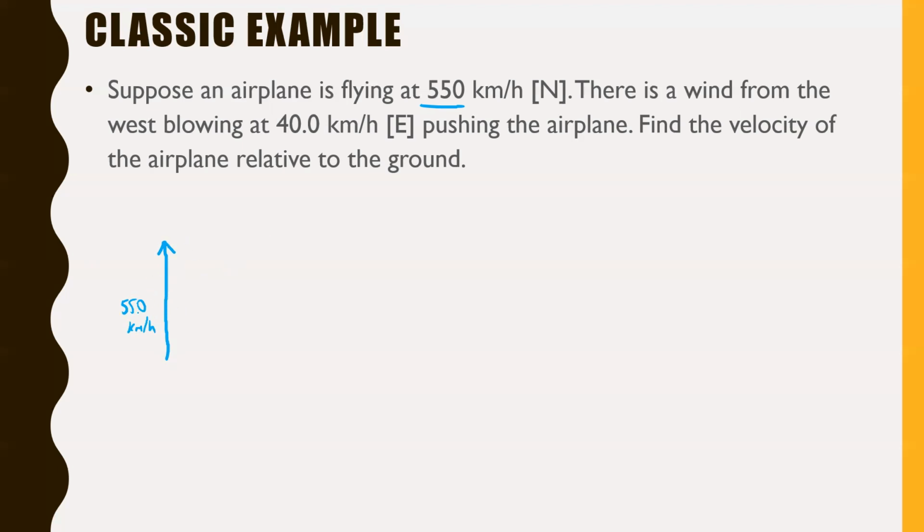I want to make this kind of to scale, so I'm only going to draw it much smaller than that much larger 550 kilometers an hour was. So that is 40.0 kilometers per hour to the east. Now, relative to the ground, that plane ended up following a diagonal motion. So what we're trying to find here, and I'll just change color so it pops out, is that relative motion of the airplane. So in other words, the resultant vector.